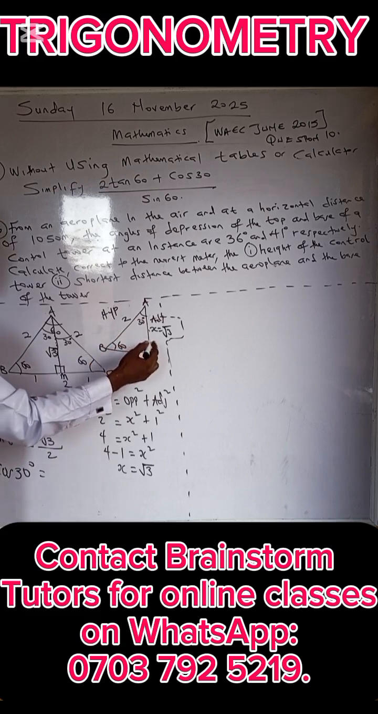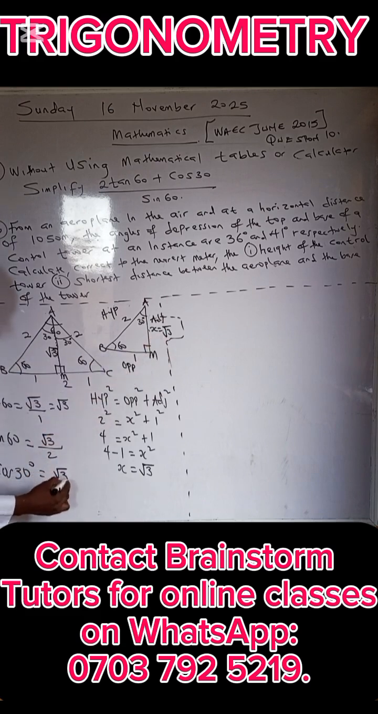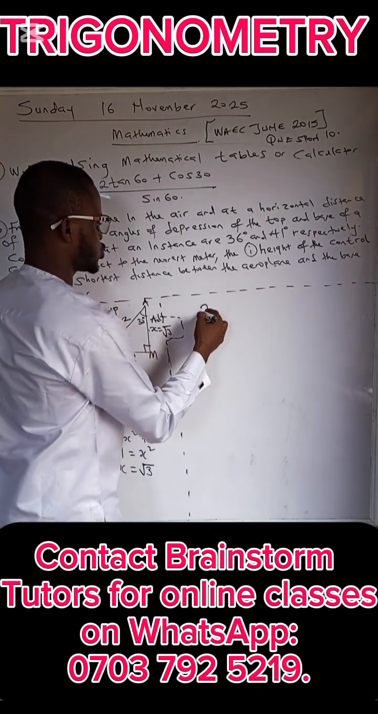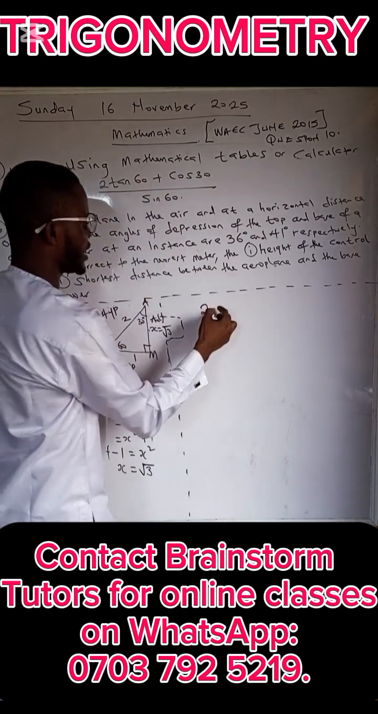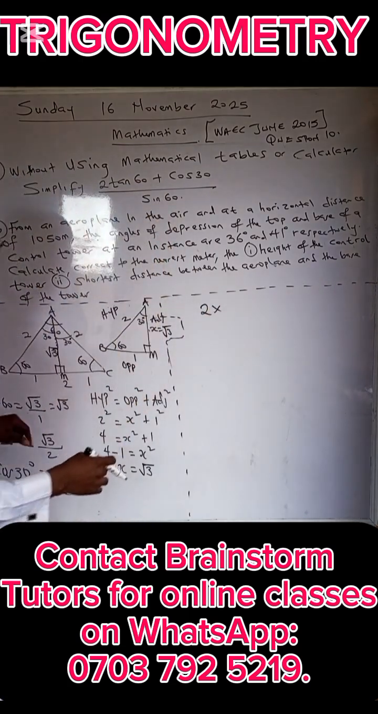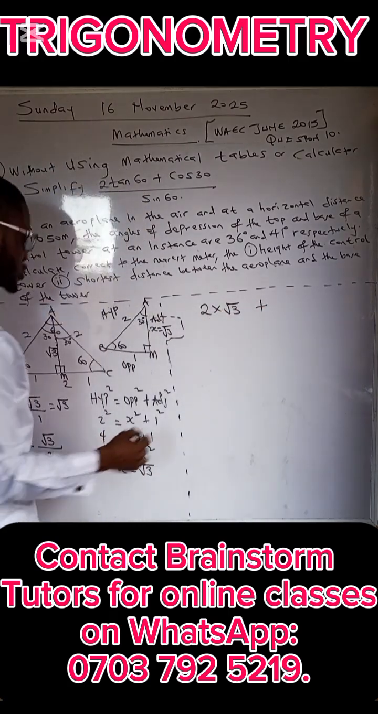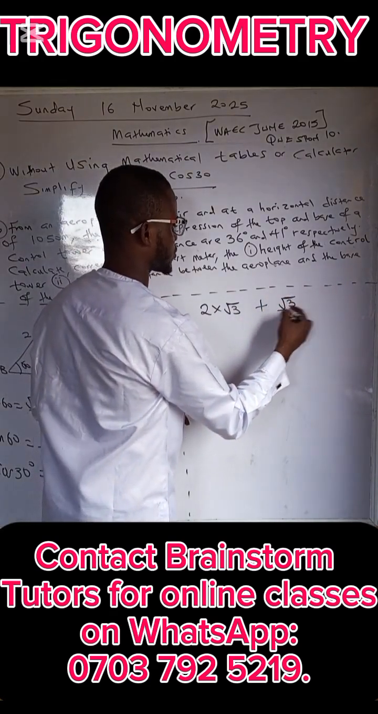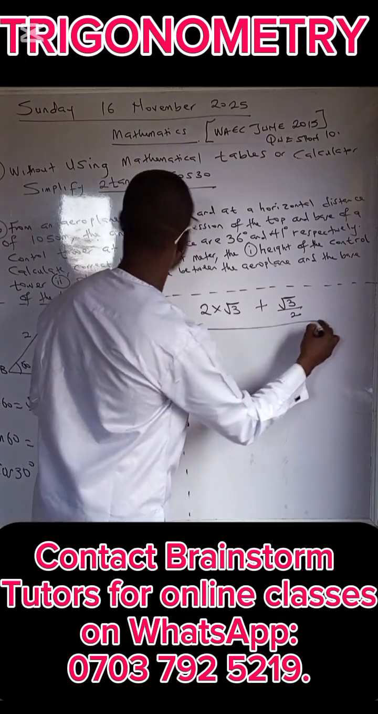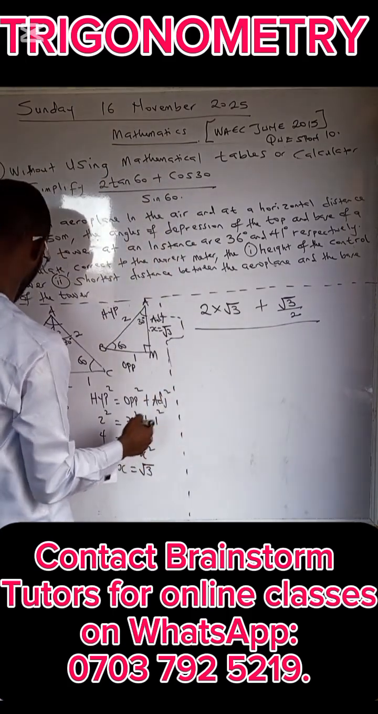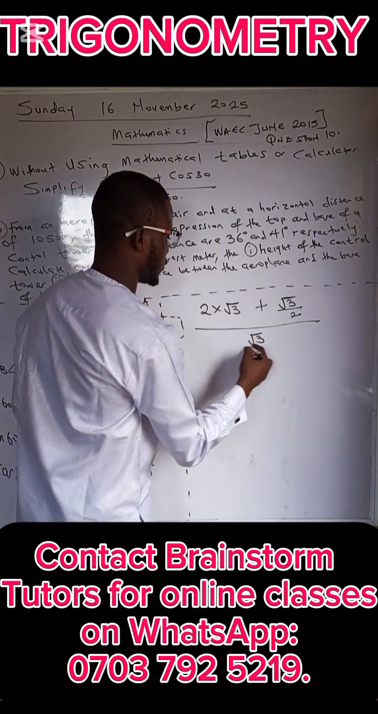So what's my adjacent side here? My adjacent is root 3, then my hypotenuse is 2. So that's all about that. After we have obtained these values, we just substitute them in the original function. So now my original function becomes 2, instead of tan 60, I multiply by the value of tan 60, which is root 3, plus cos 30, which is root 3 over 2, over sine 60, which is root 3 over 2.